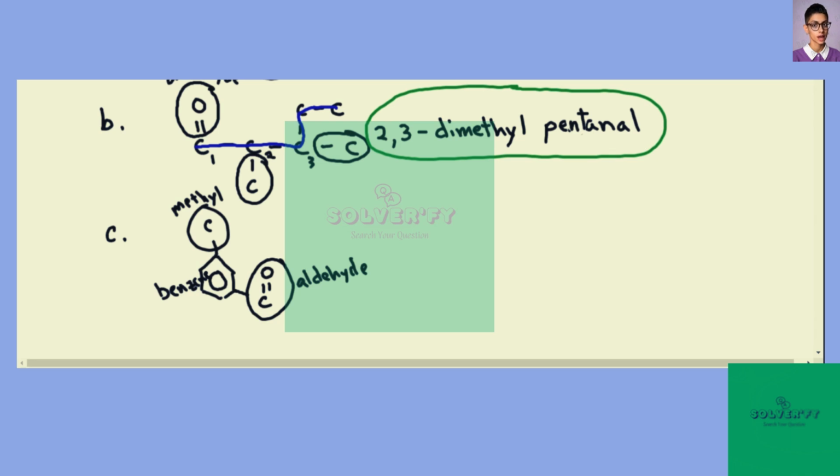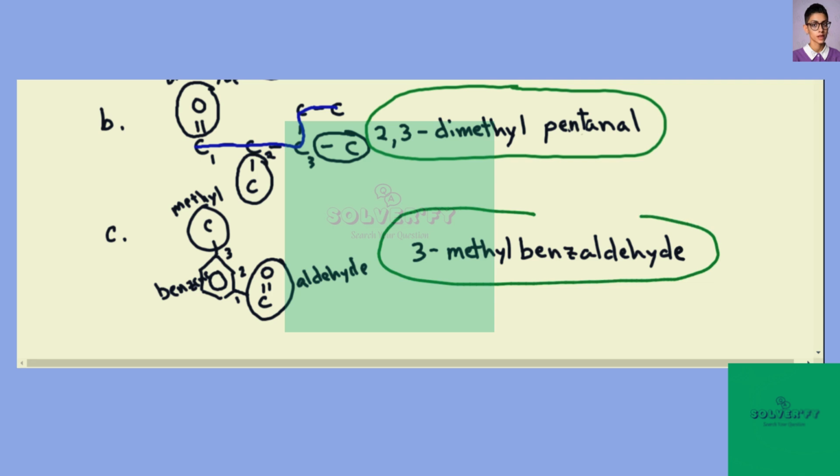So, putting this all together, if the aldehyde is coming off of carbon 1, then the methyl group is coming off of carbon 3. So we have 3-methyl. We need to name the benzene. So this is a benzaldehyde. Whew. So 3-methylbenzaldehyde, naming each of our parts of that. And that would be the final answer for that.